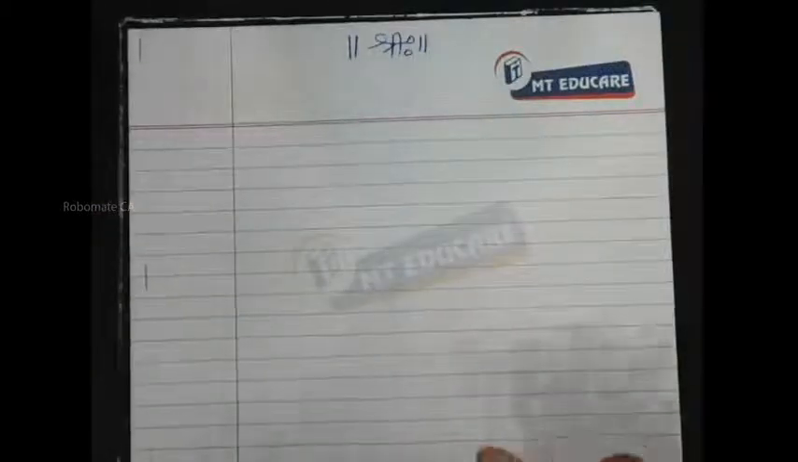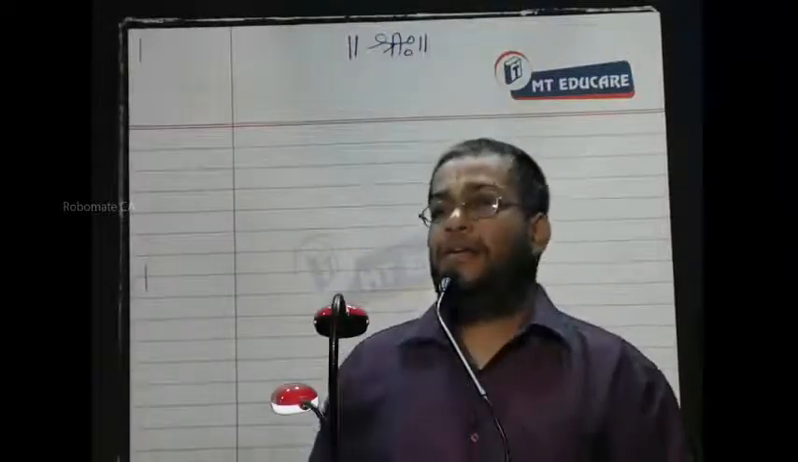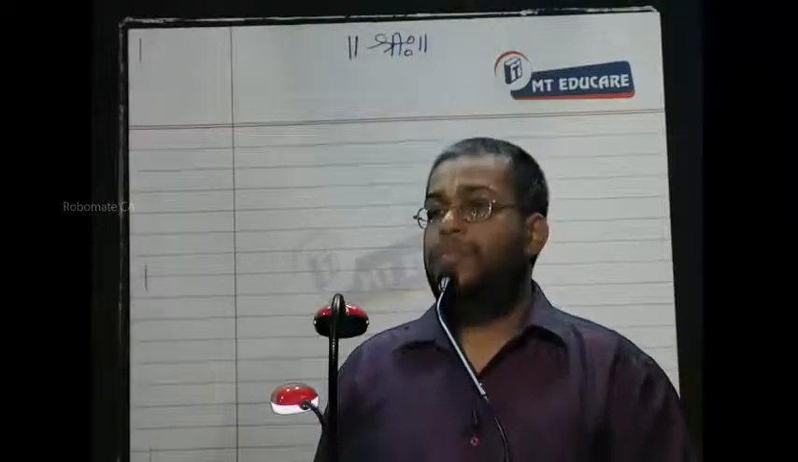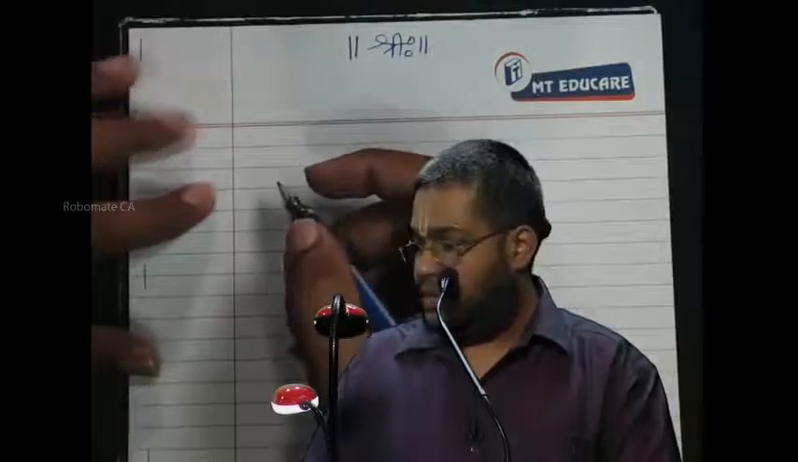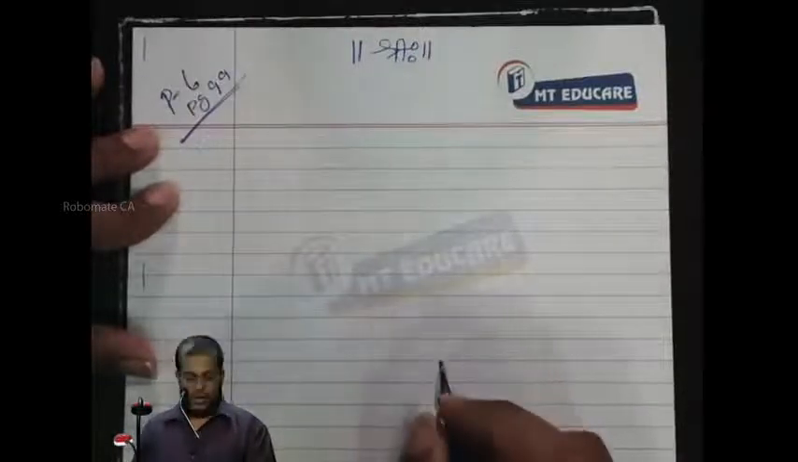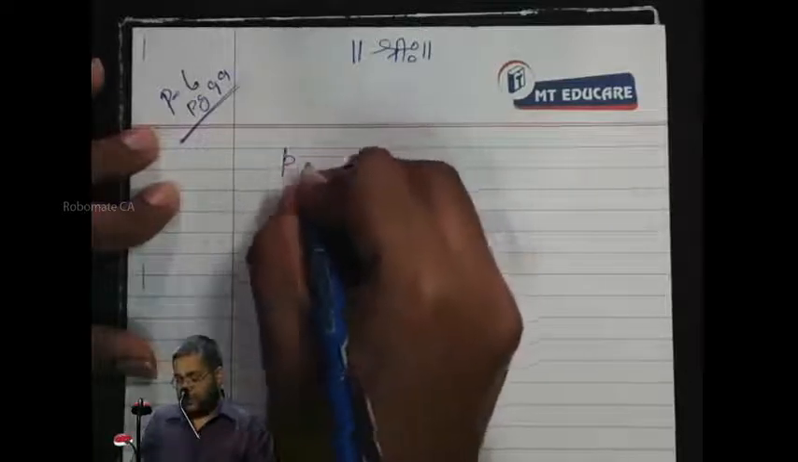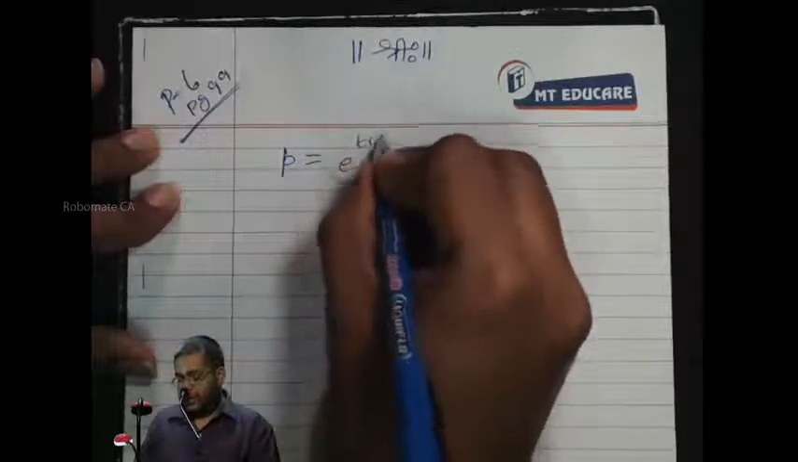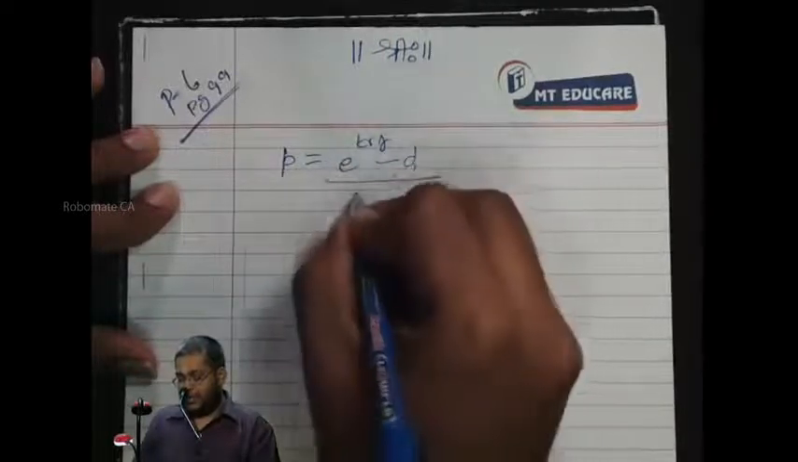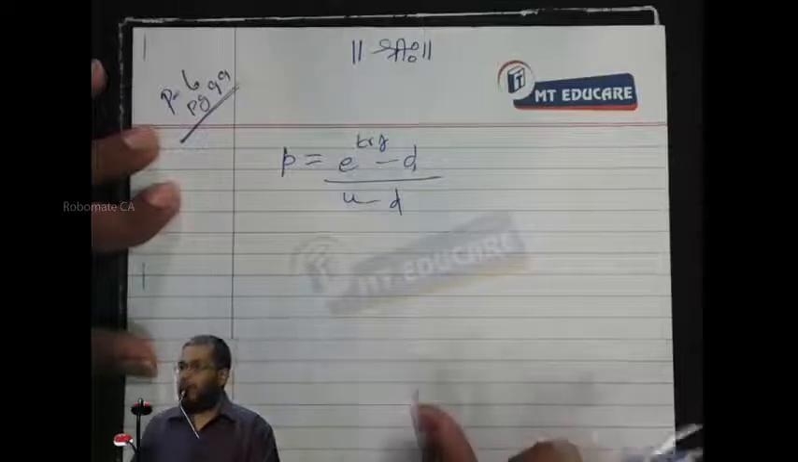Probability of upper FSP. The probability of upper FSP can be calculated using the formula: P is equal to e power TRF minus D divided by U minus D.